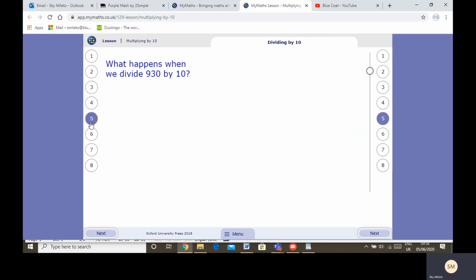I'm not going to give that one a go. What happens when we divide by 10? So division is the opposite of multiplication. So have a think, what might happen if we divide 930 by 10? What might happen to this 0, and where might the 9 and the 3 shift to? So at the moment the 9 is in the hundreds, the 3 is in the tens, and the 0 is in the ones.